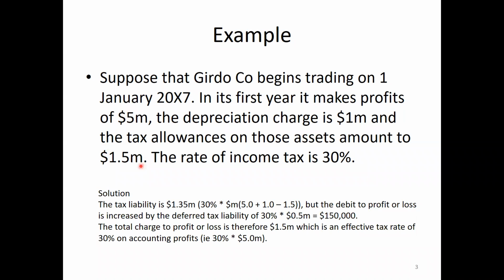Then we can deduct this 1.5 million. So 6 million minus 1.5 million equals how much? 4.5 million. So 4.5 million into 30%, how much?